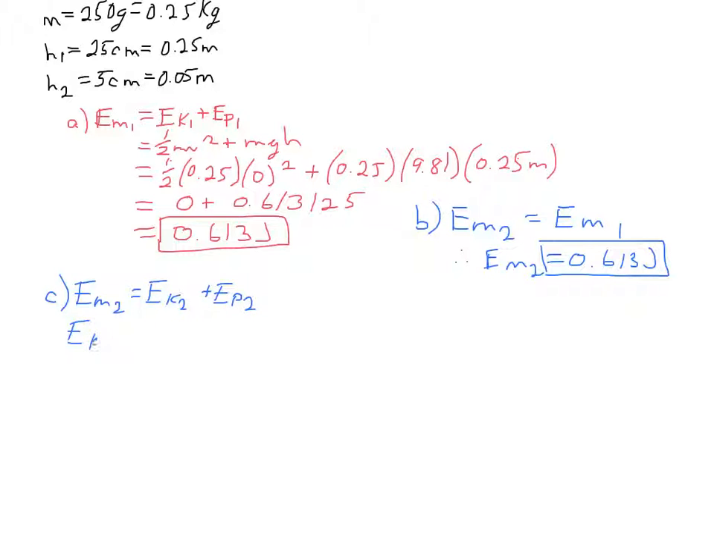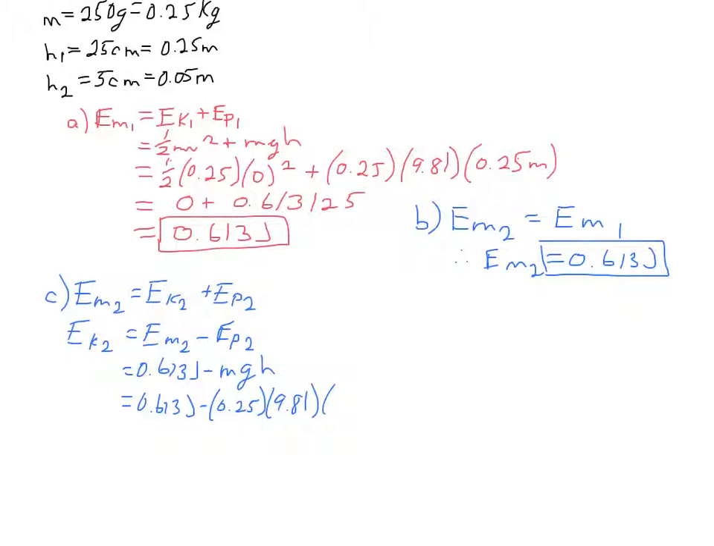So we can rearrange that. We have EK2 is going to be equal to EM2 minus EP2. Then we can put in all of our numbers. We know that our EM2 is 0.613 joules minus our EP2, which is going to be mgh. So we have 0.613 joules minus 0.25 multiplied by 9.81 multiplied by our height, which at our second point is 0.05. That will give us an answer of 0.4905 joules, which in significant digits is 0.491 joules.